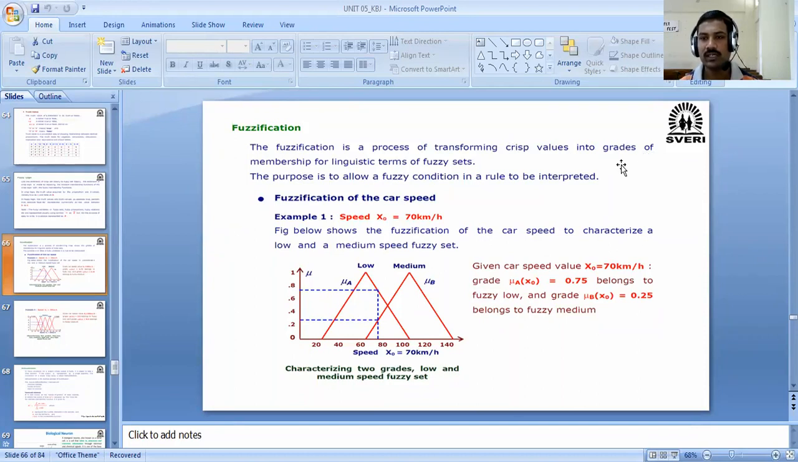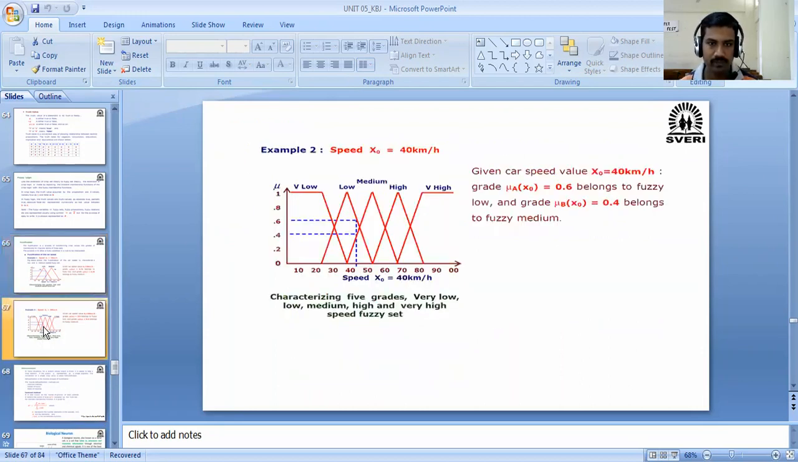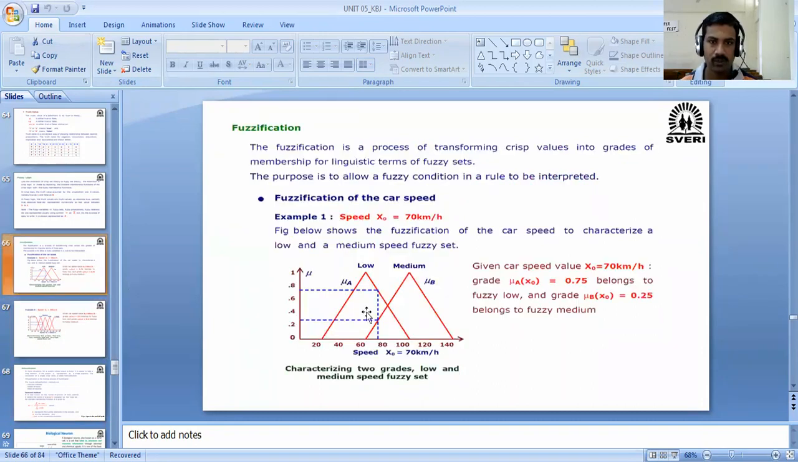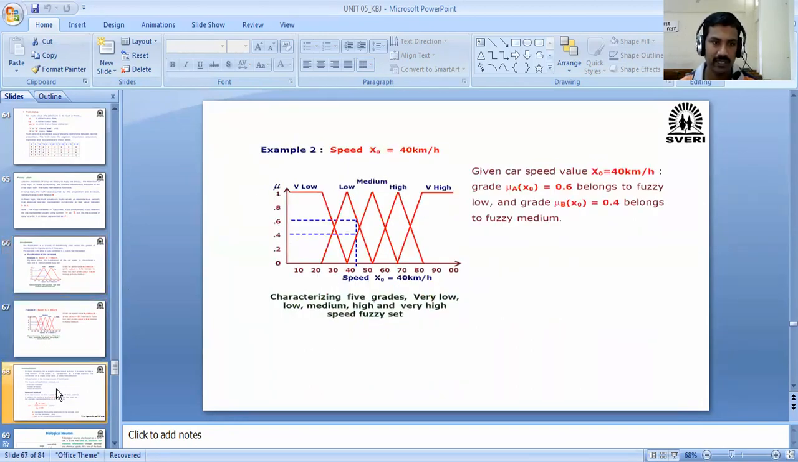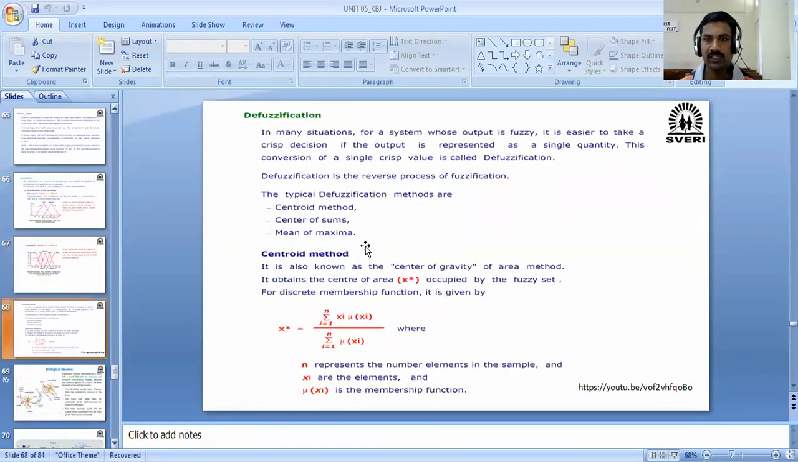Fuzzy system means a set of values like 0.1, 0.2, 0.5, like that. You will understand that one. These are some examples of fuzzification. And the last is defuzzification. Again, defuzzification analyzes the fuzzification output and converts it again into crisp.